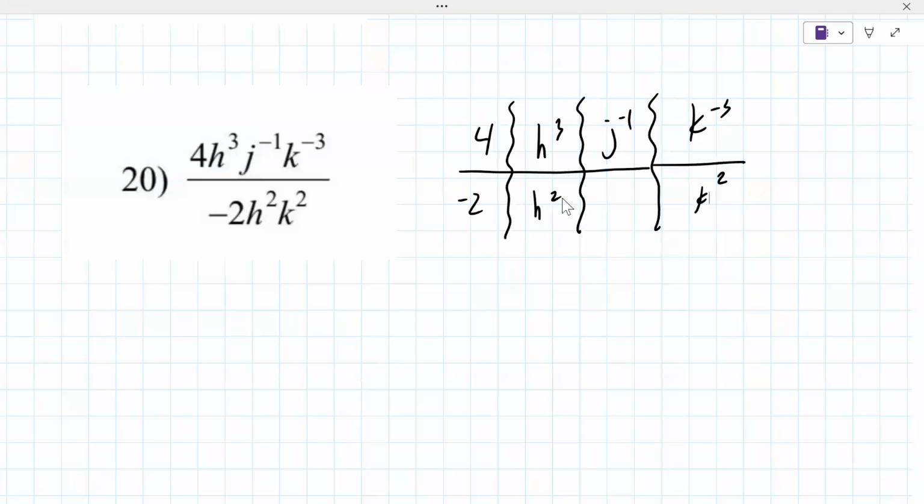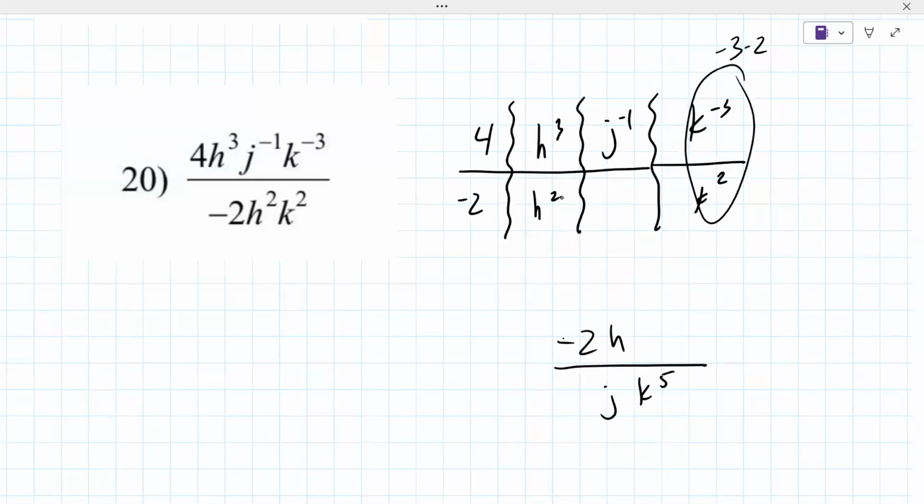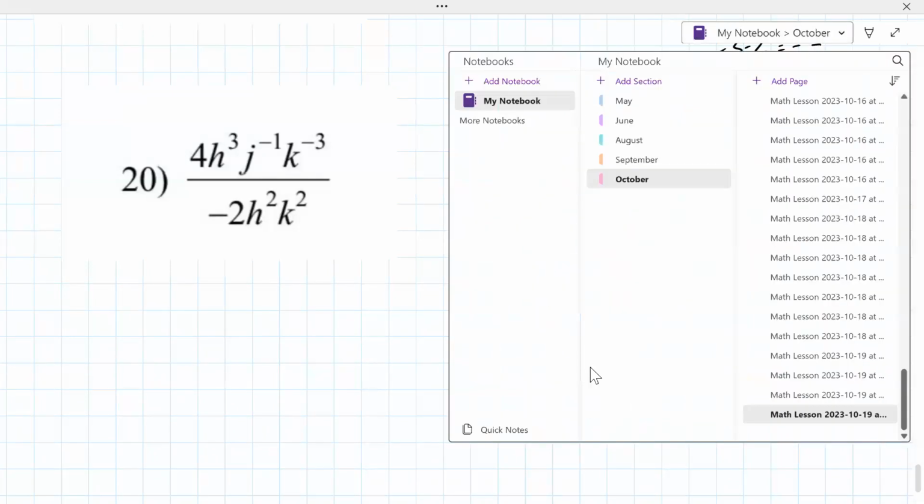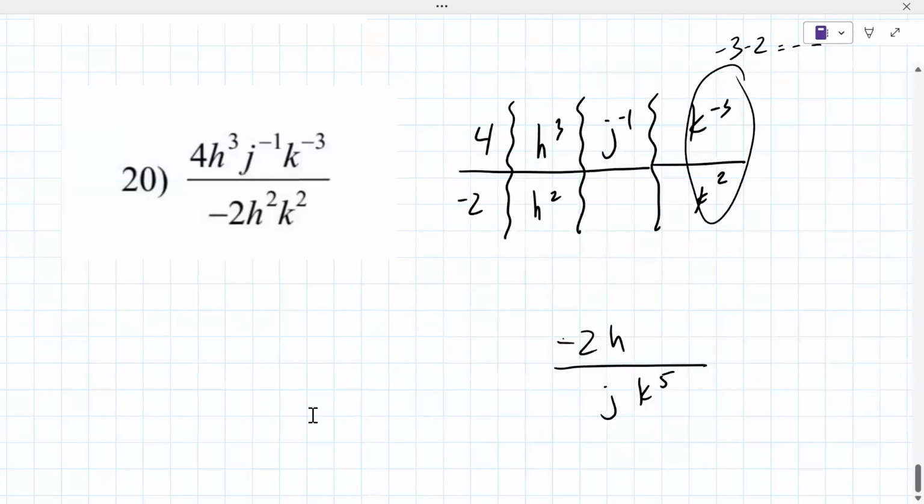I got negative 2h over j k to the seventh. Negative 2h over j, could be k to the 5th on the bottom. Oh, minus 3, minus 2, minus 5. My bad. I mistook the five for a seven, I think, or something. I thought the three was a five.